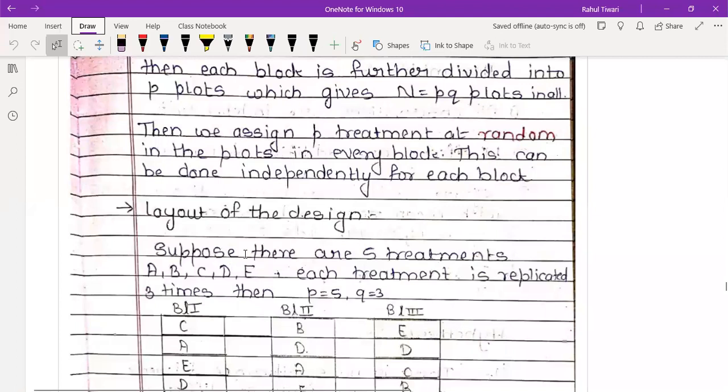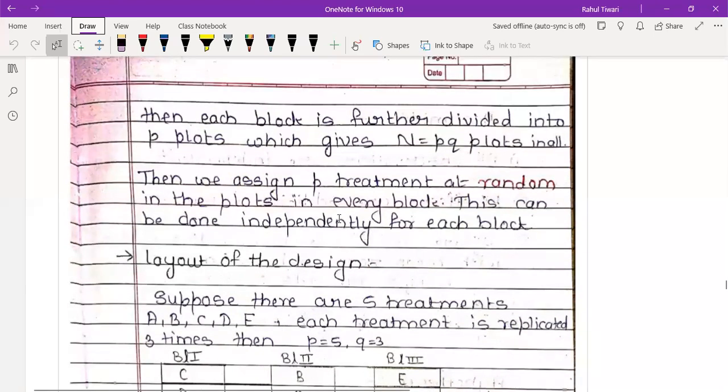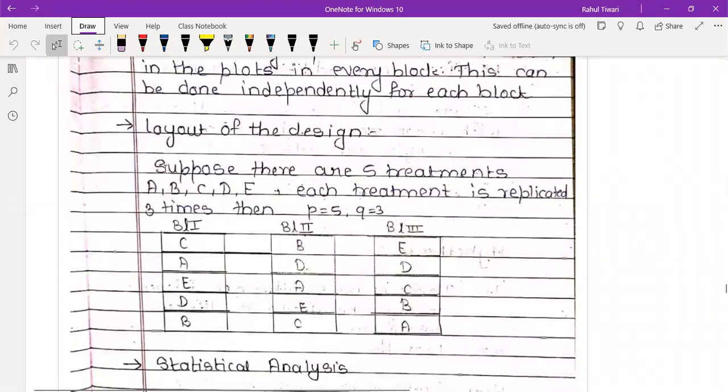I don't know whether you understood or not, but just look here at how this particular design looks. Just try to understand this layout. If you did not understand the theory part, you will understand using this block. Suppose there are 5 treatments, A, B, C, D. Each treatment is replicated 3 times, means A is repeated 3 times, B is repeated 3 times, C is repeated 3 times, and so on.